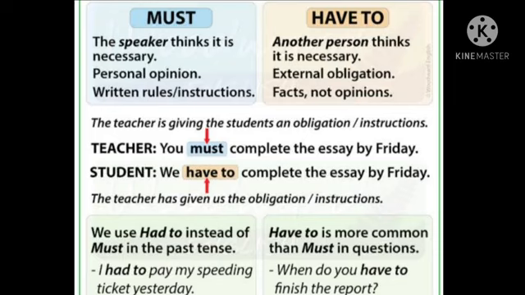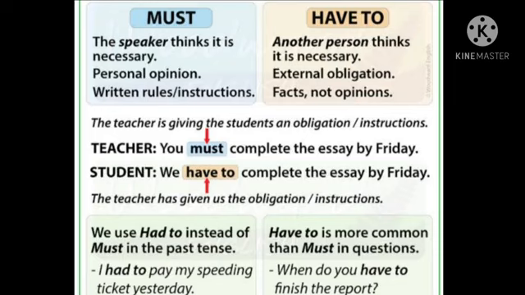While have to we are using when another person thinks it is necessary, or it is an external obligation, and it is a fact, not an opinion. For example, a student says we have to complete the essay by Friday. It is an external obligation. It is not an opinion, it is a fact and it is very necessary. There we are using have to. So must is used when we have written rules or instruction or if it is an opinion, but have to is used for a fact and an external obligation.